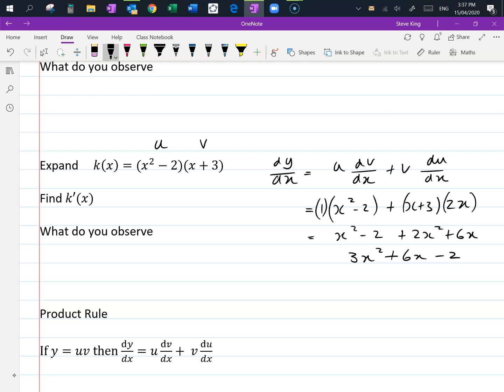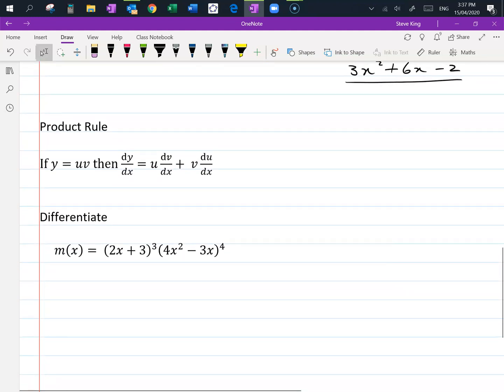Would we have got that if we had expanded the expression over here? Well, if I multiply this out, what am I going to come up with? I'm going to come up with x cubed plus 3x squared minus 2x minus 6. And if I go and find the derivative of that now, that's going to give me 3x squared plus 6x minus 2. That statement and that statement correspond. And so we have got the right derivative using this formula.